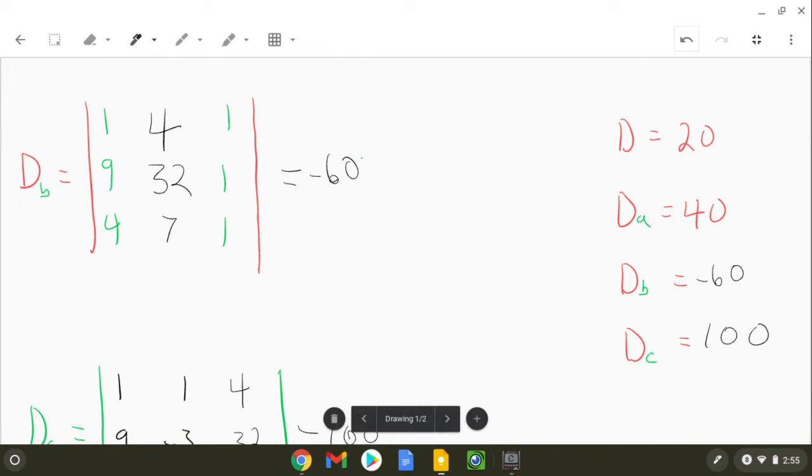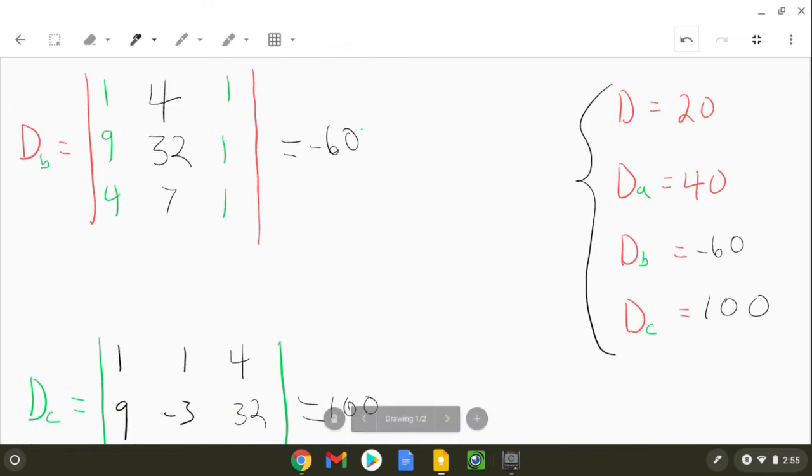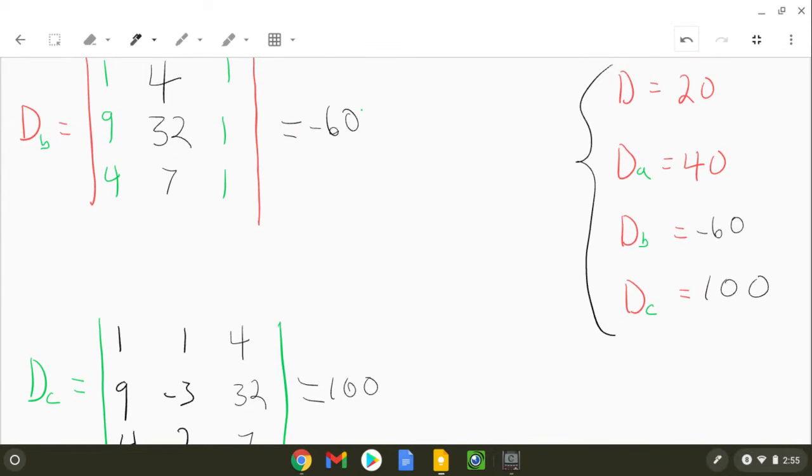All right, now that I have these 4 pieces here, I can go ahead and write my answers for X, Y, and Z, or as I changed it to A, B, and C. The way you do that, remember, is to do d sub a divided by d, and whatever that divides out to is going to be your answer for a. So in this case, that's 40 divided by 20, which is 2.